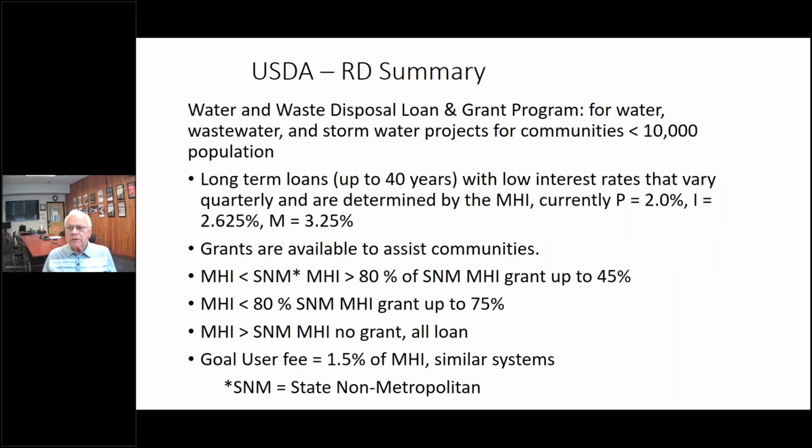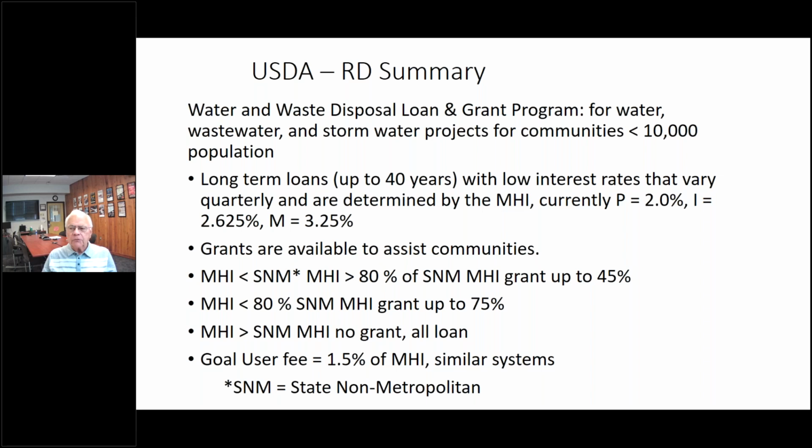So again, summarizing, the RD program can provide grants for water, wastewater, and stormwater projects for communities less than 10,000 in population, typically. The loan term can be up to 40 years with low interest rates that vary quarterly. And the grants are available to assist communities, but the median household income has to be less than that state non-metropolitan median household income. And the median household income has to be greater than 80% in order to get the grant up to 45%. If the median household income is less than that 80% of the state number, the grant can be up to 75%. And if that median household income in the community is greater than the state number, there's no grant, it's all loan.